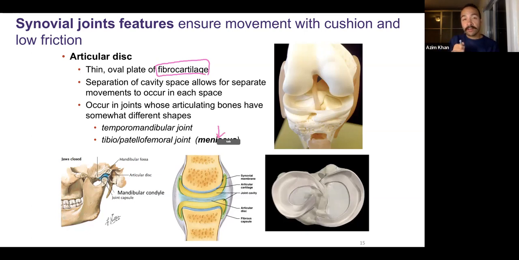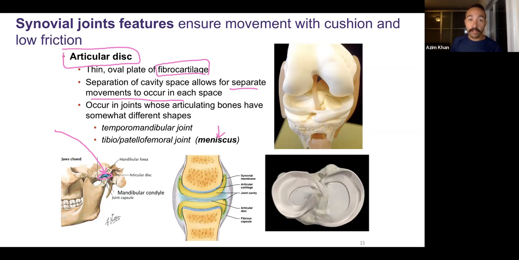The ones at the knee, the menisci, and other joints, like you can see at the temporomandibular joint, there's this fibrocartilage pad. These are called articular discs. Articular, it's at a joint. Disc, it's a disc shape pad of fibrocartilage. They are separating that joint cavity so that separate movements can occur in each space between those potentially weirdly shaped bone markings.